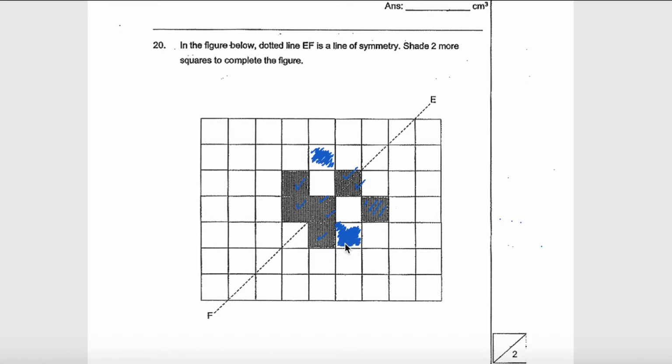Line of symmetry questions are basically symmetrical questions. They are questions that are really there to give you the marks. So try not to lose them.